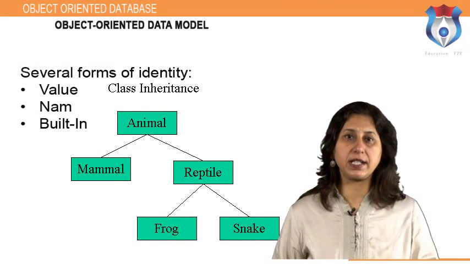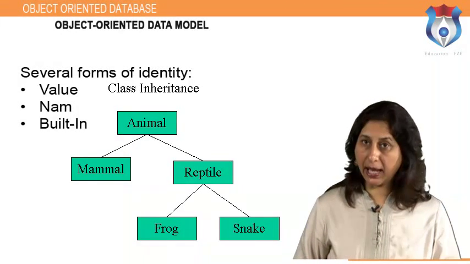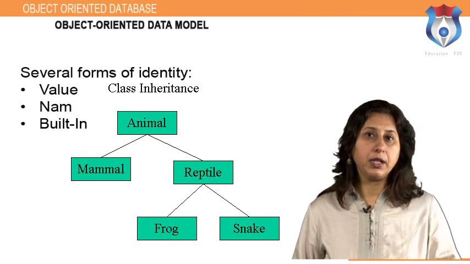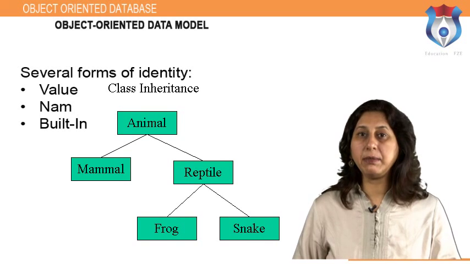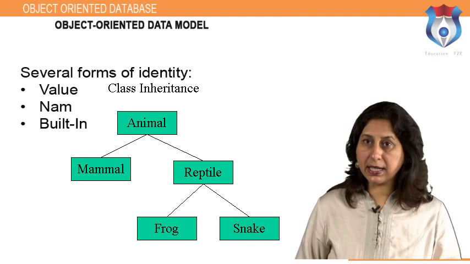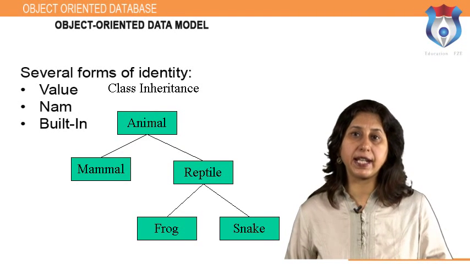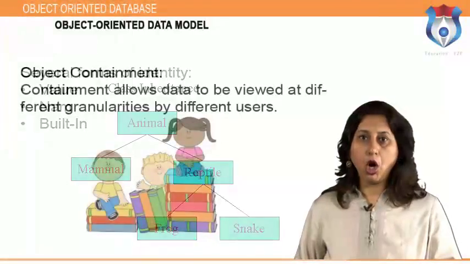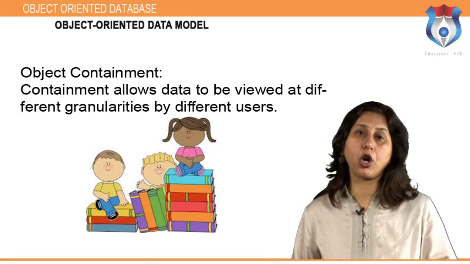Several forms of identity. Value. A data value is used for identity. Example, the primary key of a tuple in a relational database. Name. A user-supplied name is used for identity. Example, file name in a file system. Built-in. A notion of identity is built into the data model or programming languages and no user-supplied identifier is required. Example, in OO systems.